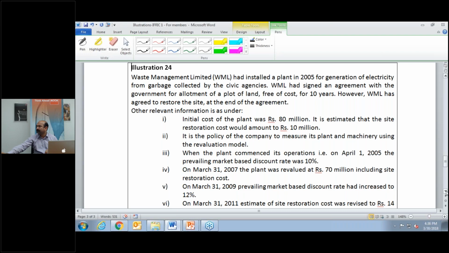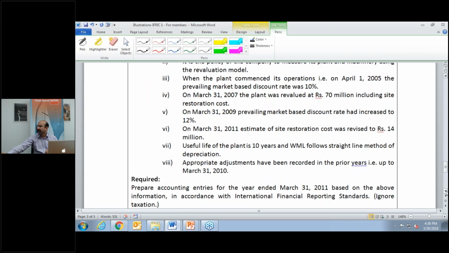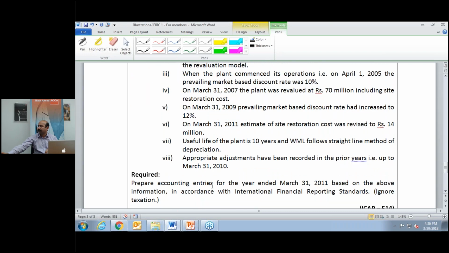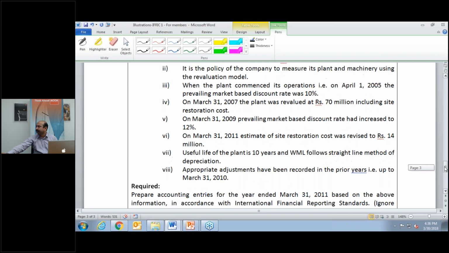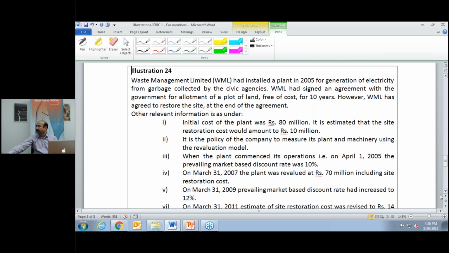See, first of all, we can see its requirement. Its requirement is accounting entries for the year ended 31st March 2011 based on the above information in accordance with the financial ignored taxation. But I will use this information to understand or to revise what we learned from our slides.